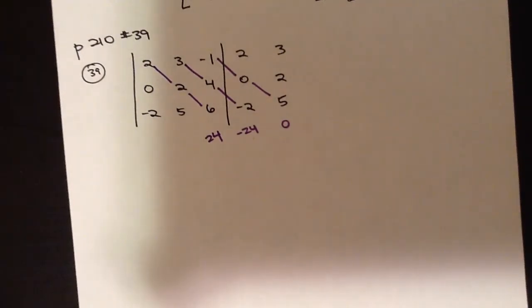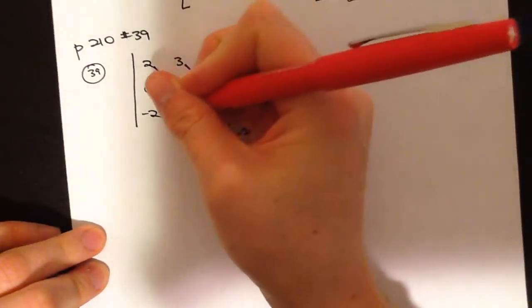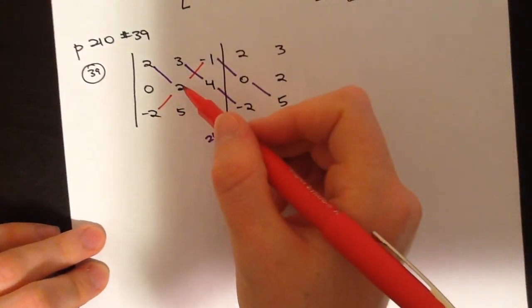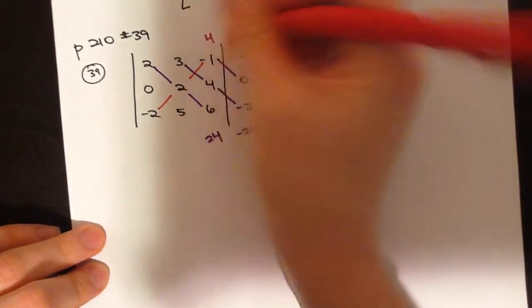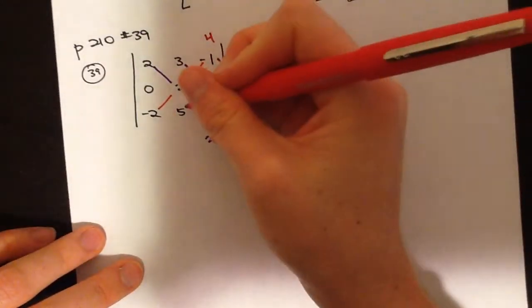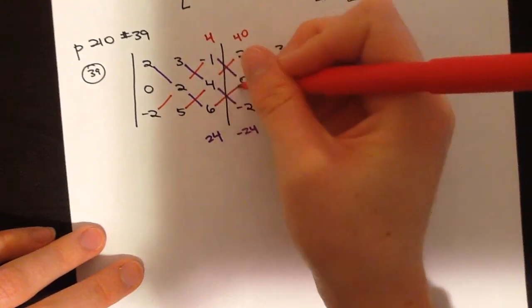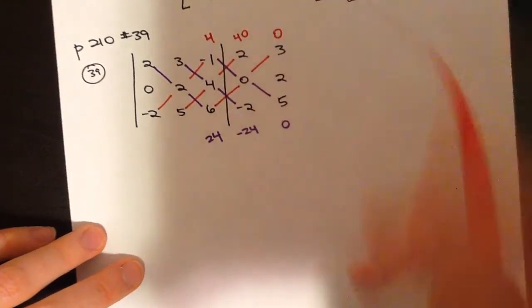And then we start from the bottom left corner and multiply up. And when we multiply up, we leave our answers up here. So negative 2 times positive 2 is negative 4, times negative 1 gives us positive 4. Multiply up here. 5 times 4 is 20, times 2 is 40. 6 times 0 is 0, times 3 is still 0.